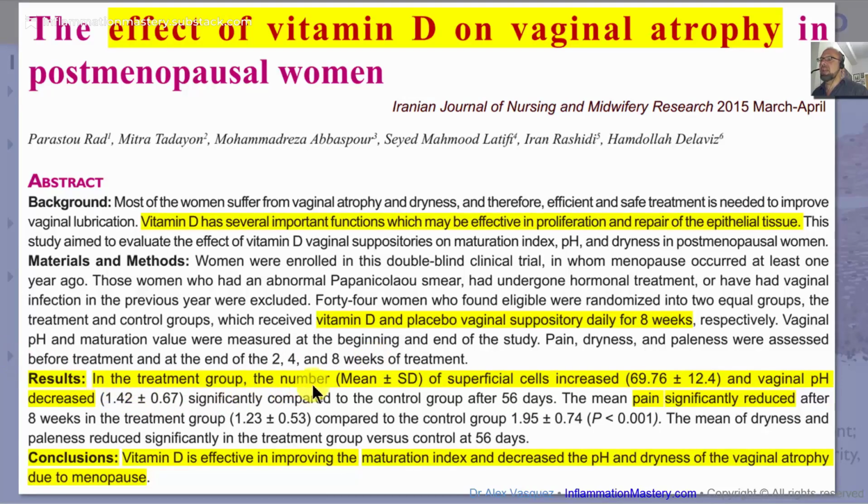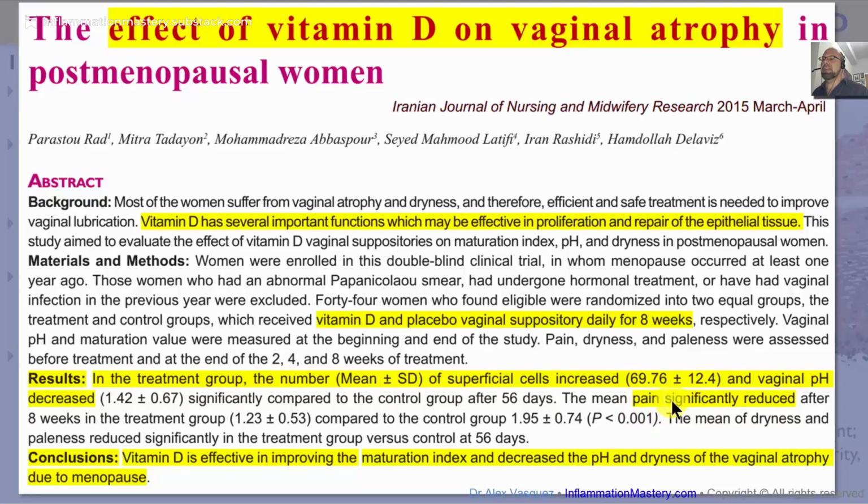In the treatment group, the number of superficial cells increased and the vaginal pH slightly decreased. Pain was significantly reduced. In a lot of women who have postmenopausal vaginal atrophy, they have constant irritation or increased pain with sexual intercourse, and so what they're documenting here is not only a change histologically, but also an improvement clinically with the reduction of pain.